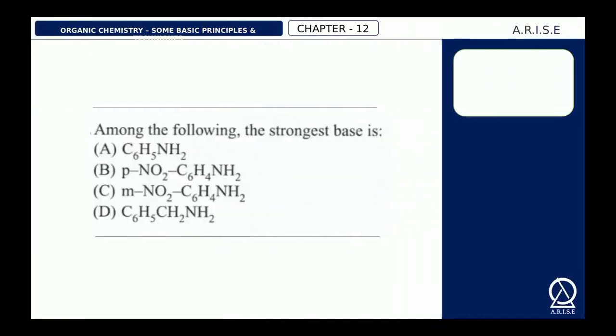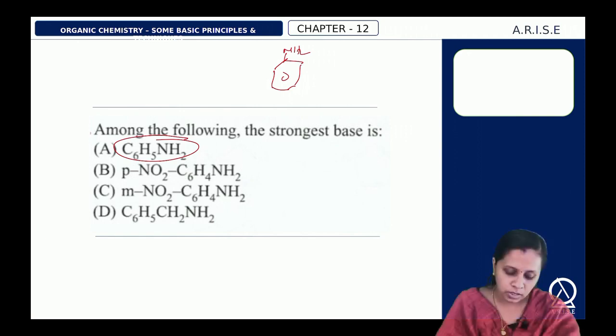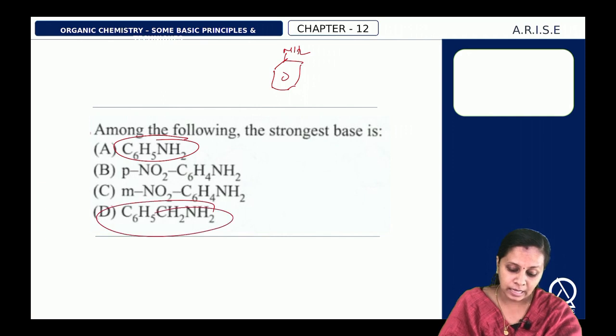Now moving on to the next question. Among the following, which is the strongest base? So we have aniline, that is C6H5NH2. Then you have para-nitroaniline, then meta-nitroaniline, then C6H5CH2NH2. This is an amine. It is not an aniline derivative, it is an amine.